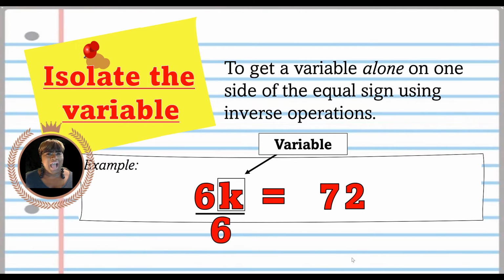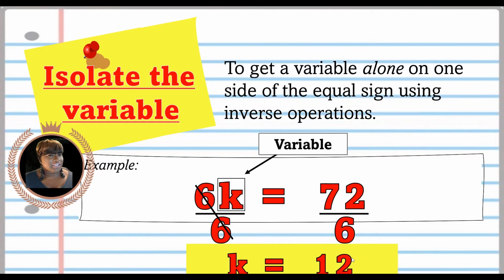Therefore, we will divide both sides of the equal sign by 6. This leaves us with k equals 12 because 72 divided by 6 is 12. There, we've isolated the variable. K equals 12 is our solution.